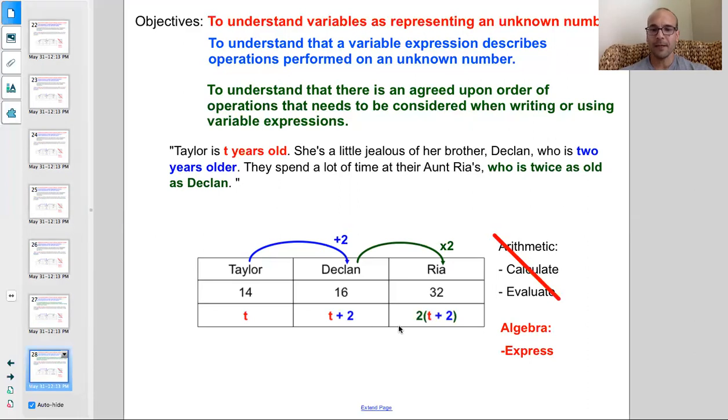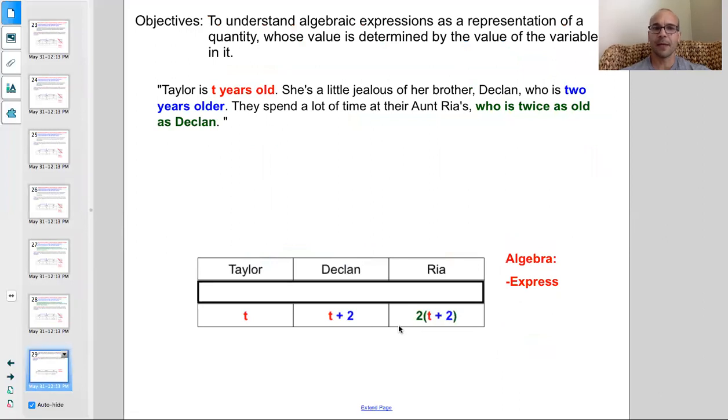Okay, so we've now used algebra to express, and that never feels like a really impressive thing to someone who's learning algebra for the first time. So let's try to show some of the power of what an expression is. We're going to throw an extra objective in here. It's to understand that algebraic expressions, as bizarre as 2 parentheses t plus 2 parentheses is, who could appreciate that? Well, those algebraic expressions are a representation of some quantity, in this case Rhea's age, that could be determined, the value of that thing could be determined once we know the values of the variables in it, in this case t.